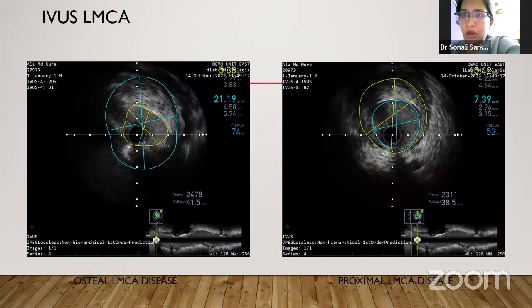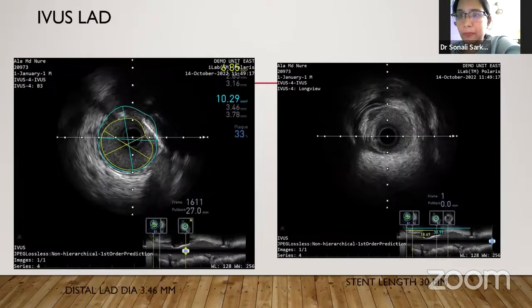The next slide, please. So the ostial left main 74% plaque burden and diameter was 2.9, and the proximal left main showed a 52% plaque burden. The next slide, please. The distal LAD diameter was 3.46. So since we have to take a stent in any bifurcation PCI according to the distal main vessel diameter, the diameter of the stent was 3.5, which we had to bring back into the LMCA, and the stent length from the IVUS was 30 millimeter.